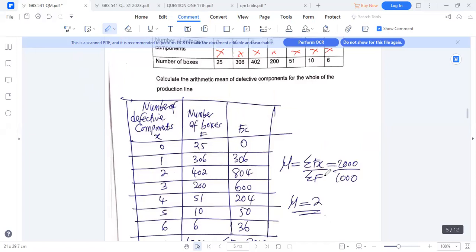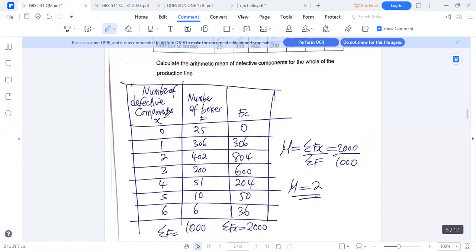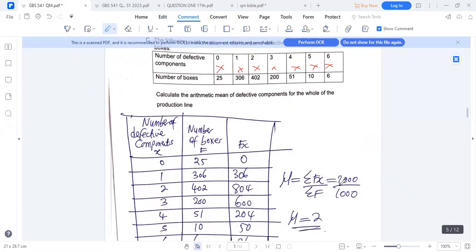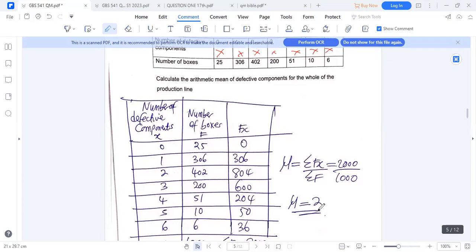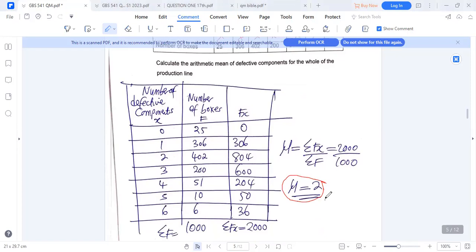So this is how I summarized the data here. I called X the number of defective components, and the frequency I called the number of boxes. So I totaled up, multiplying these two, the total was 2,000, but the number of boxes came to 1,000. So I divided 2,000 by 1,000, the number of boxes, which gave me our 2 here as our mean.